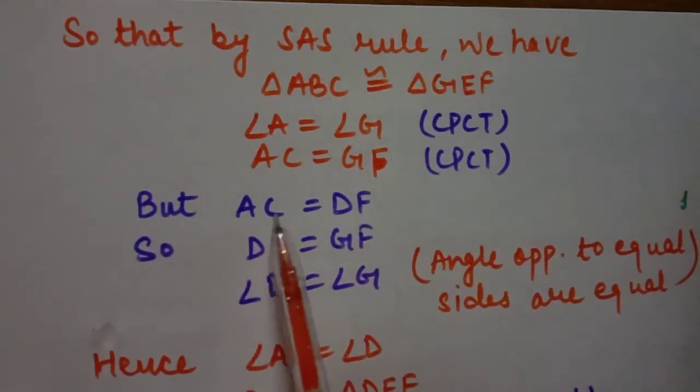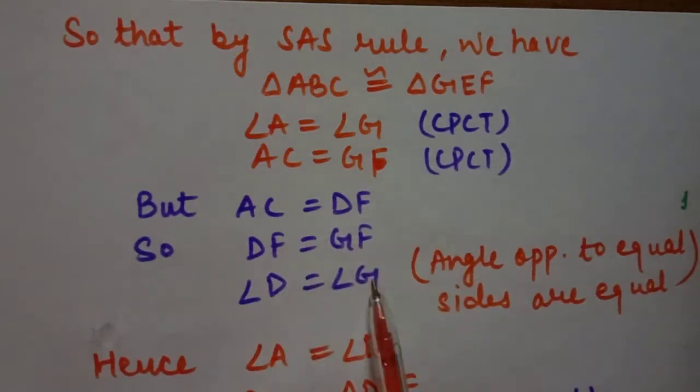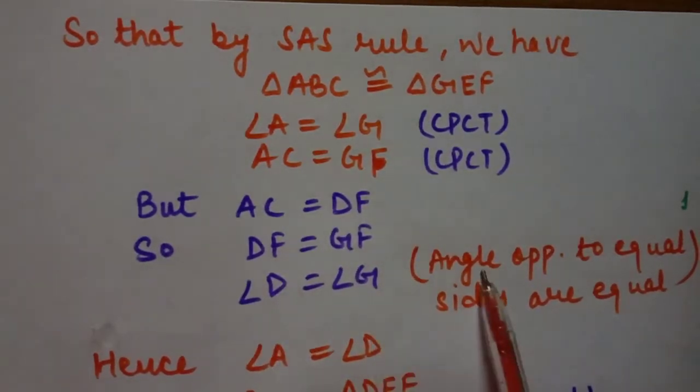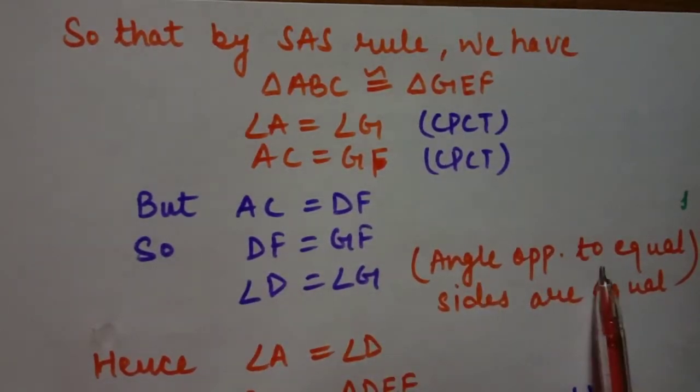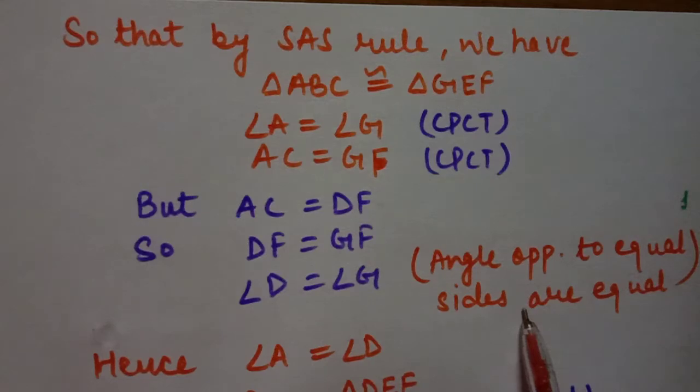But we know it very well that AC is equal to DF. So AC is equal to GF, AC is equal to DF. So GF and DF are equal to each other, so their base angles are also equal. Reason: angles opposite to equal sides are equal. I only want to show the pattern of how we will write this question. Reasons are the most important.